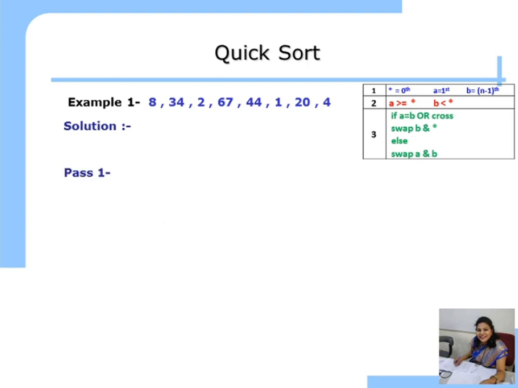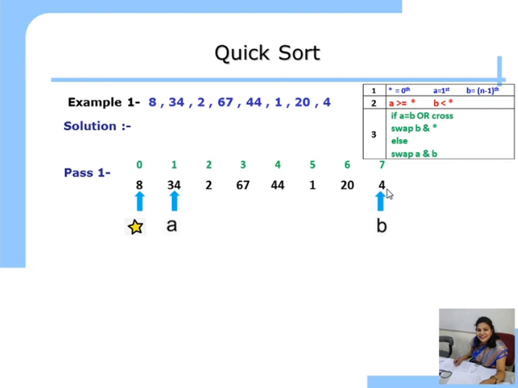Now see, whenever we adjust, A should go to the right side and B should go to the left side. So for adjustment, A should always be greater than or equal to the pivot. What is present at A? 34. And what is our pivot? 8. Is 34 greater than the pivot? Is 34 greater than 8? Yes. So A is already adjusted. Now we are going to adjust B. B should be less than the pivot. What is B? 4. What is the pivot? 8. Is B less than the pivot?